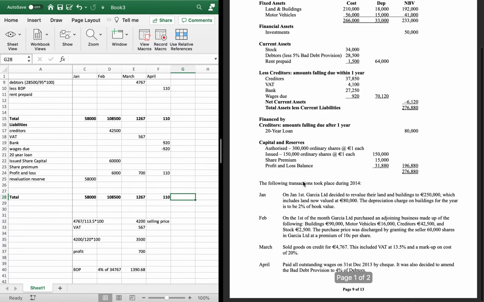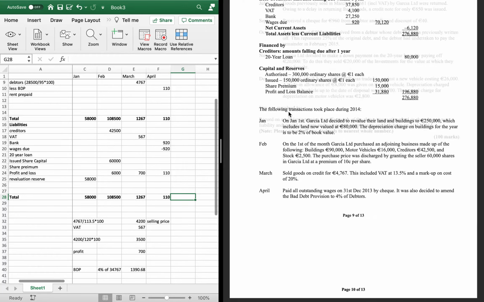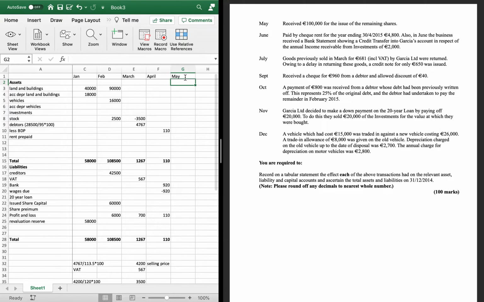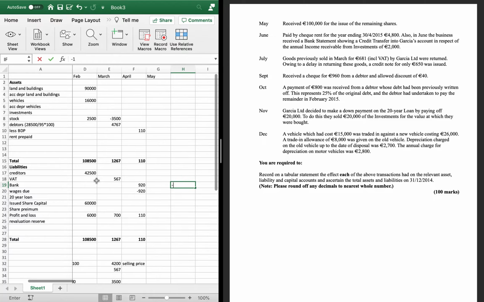So that was April. So May. We received 100,000 for the issue of the remaining shares. So your bank overdraft has gone down by 100,000. All right. Now, what's happened to your shares?